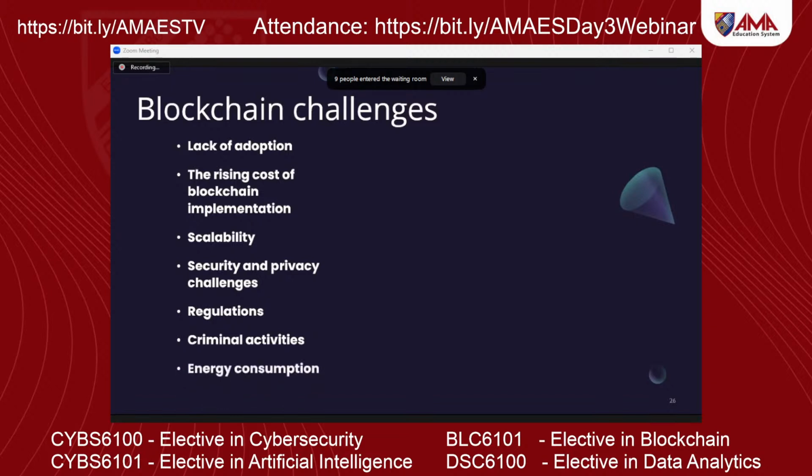Then energy consumption, okay? So why say energy consumption? Parang, for example, yung Bitcoin or yung mga crypto coins, minamine siya. Minimina siya para makakuha ka ng gusto mong crypto coins. Okay? So a lot of energy from kuryente na gagamitin mo para makapag-mine ka.